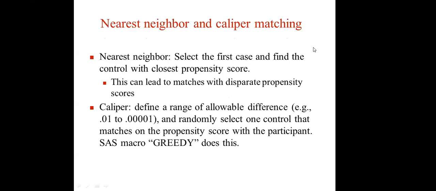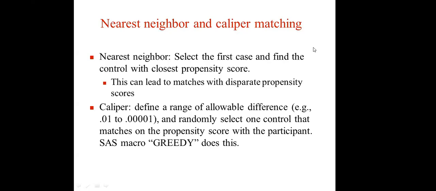Okay, so another way of looking at nearest neighbor matching is to select the first case. It's usually the case with the smallest group, whether it's treatment or not. It's the group that's smallest. Find the control or the other group with the closest propensity score. And again, I said this can lead to matching of very disparate scores pretty far apart.